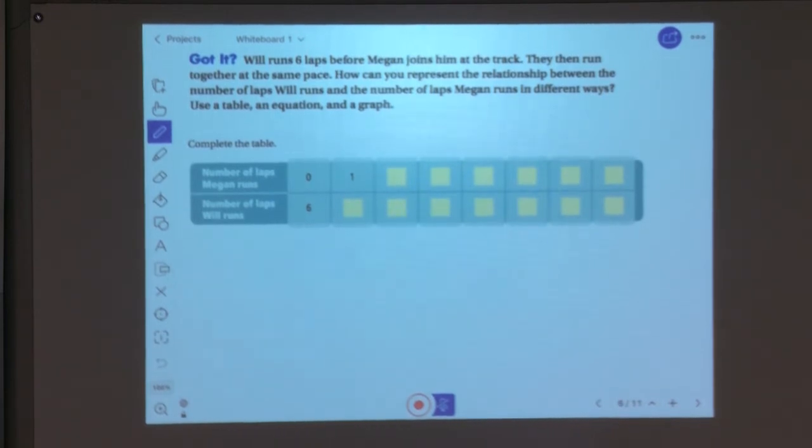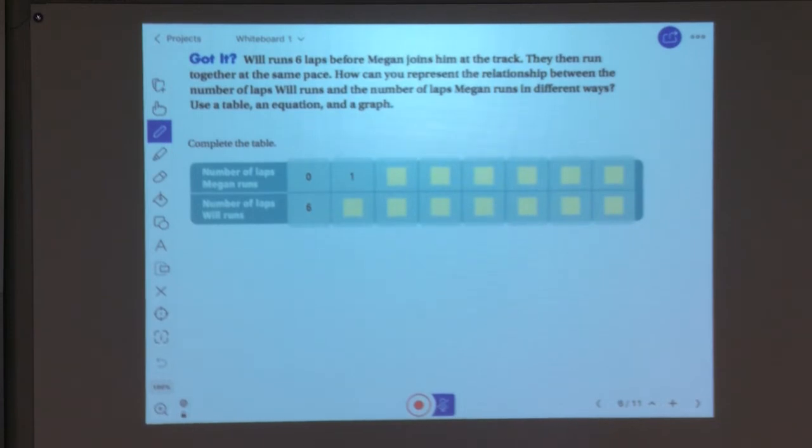So this next problem we're actually going to do in 3 different ways. We're comparing tables, patterns, and graphs today. It says, Will runs 6 laps before Megan joins him on the track. They run together at the same pace. How can you represent the relationship between the number of laps Will runs and the number of laps Megan runs in different ways? Use a table, an equation, and a graph.